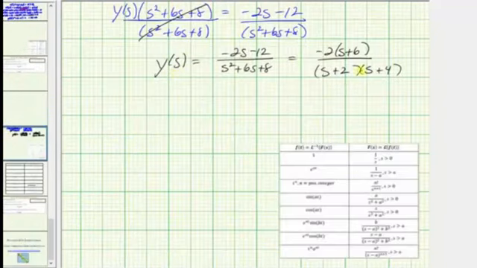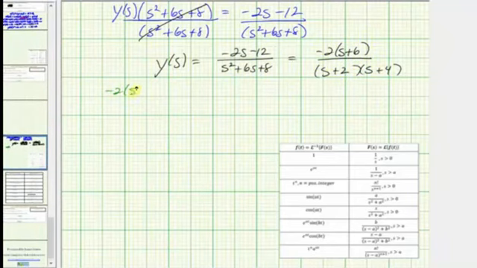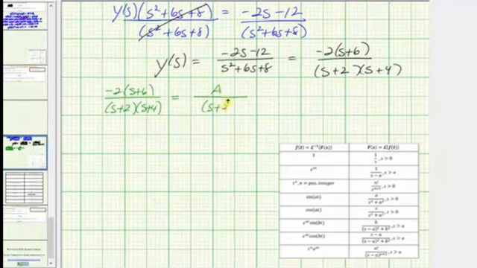Before we do this though, we do want to write big Y of s as a sum of two fractions, by performing partial fraction decomposition on this fraction here. So let's go ahead and do that now. So we have negative 2 times the quantity s plus 6 divided by the quantity s plus 2 times the quantity s plus 4. Notice our denominator contains two linear factors, so we'll have a divided by the quantity s plus 2 plus b divided by the quantity s plus 4.